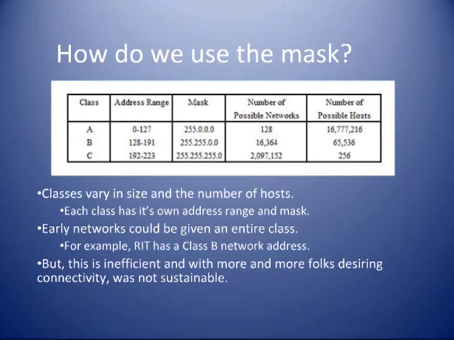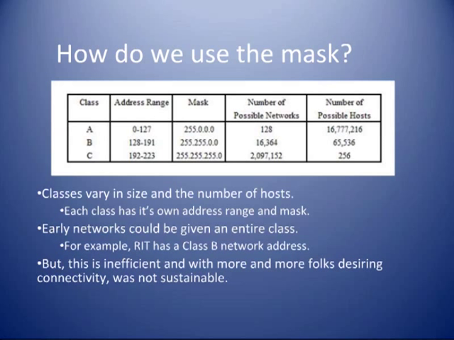Now, each class of network, each address class has a certain number of networks and a certain number of possible hosts on each network. And as we can see here, class A networks, well, there just aren't very many of them.